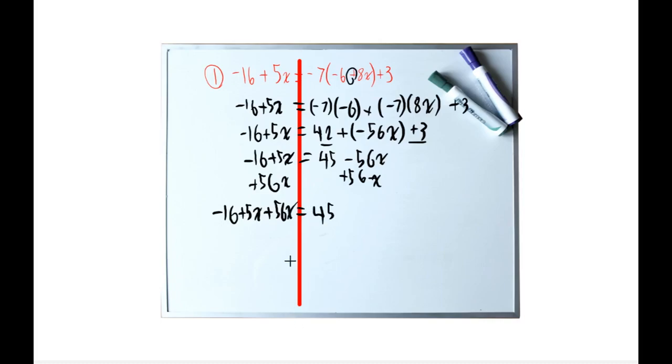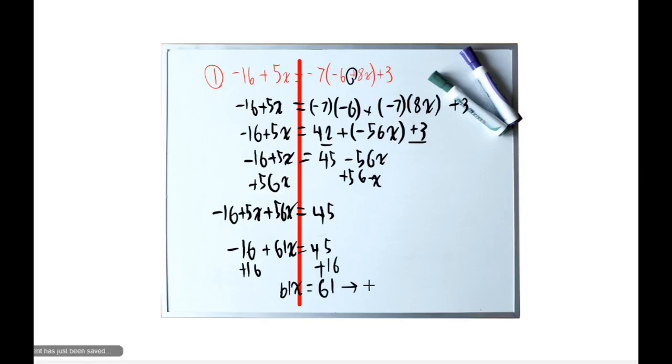Okay, so now we got to combine these like terms to get that negative 16 plus 61x is equal to 45. And before we can take care of the 61x, we got to take care of this negative 16. So we're going to add 16 to both sides to get 61x equals 61.